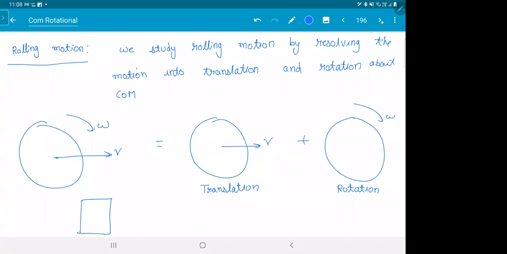Let's say you're standing in a lift, and the fan is not rotating. When the lift is going up, how is the fan going? Translation or rotation? Translation, no? All are going in straight lines. Suppose you're standing inside the lift and the fan is only rotating, the lift is not going up and down. How will the particles go? In circles. If the fan is rotating and the lift is going up, then they'll go like this.